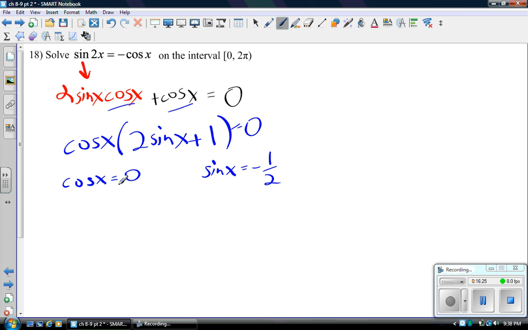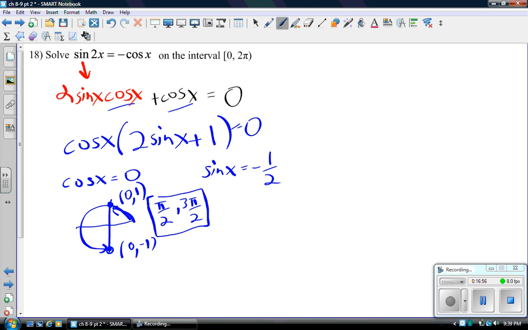Now I just spin around the unit circle, just as 0 to 2 pi, and I figure out where the heck does the cosine equal 0. Well, that happens right here. That's the point 0, 1, and it happens down here at point 0, negative 1. Remember, it goes cos, sine. So that is pi over 2. That is 3 pi over 2. Okay, so those are the two answers that solve that one.